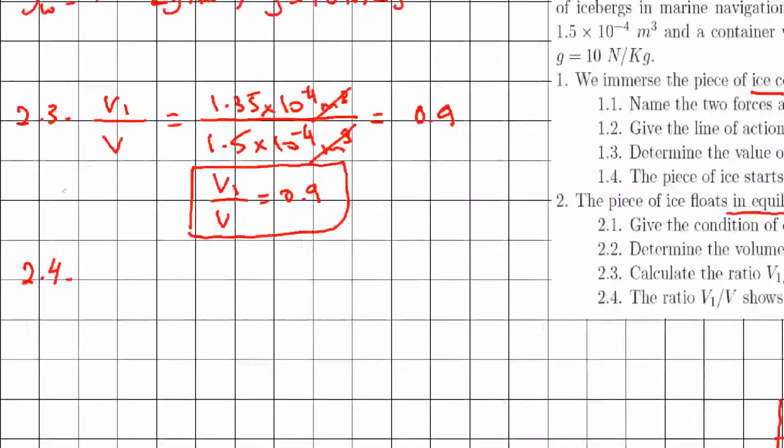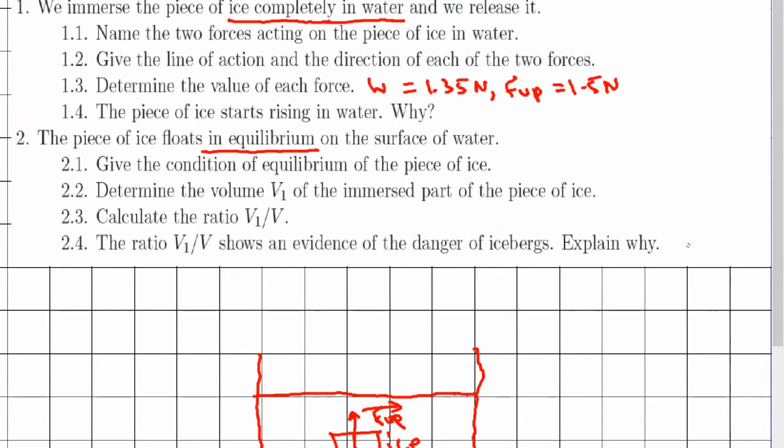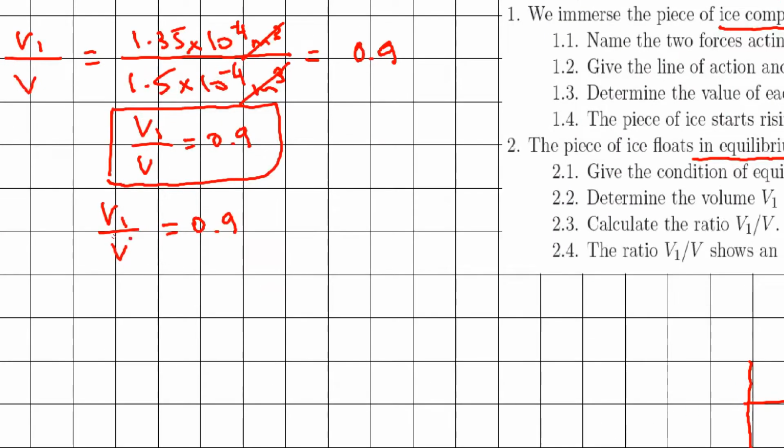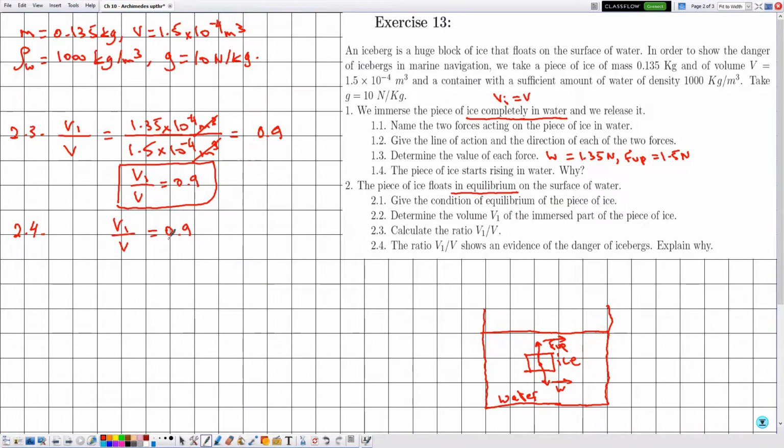So we need to deduce from this ratio why icebergs are considered a danger in marine navigation. Knowing that V1 divided by V is equal to 0.9, here 0.9 is not divided by anything, so it's considered to be divided by 1. Let me write on a new line that V1 divided by V is equal to 0.9. It means that it is divided by 1. Now if we cross multiply, V1 multiplied by 1 is equal to 0.9 multiplied by V, which means that V1 is equal to 0.9 V.